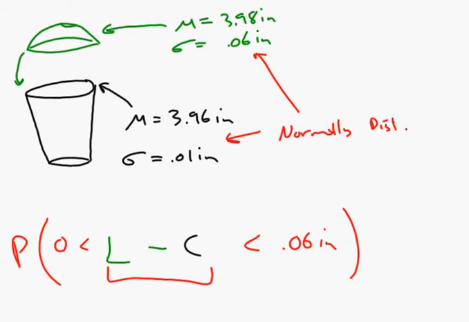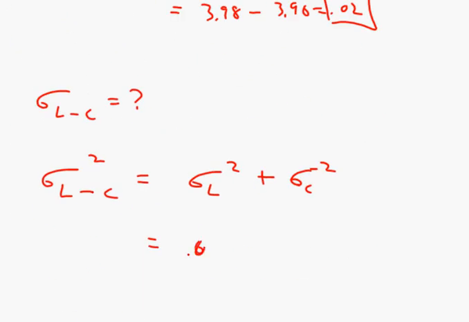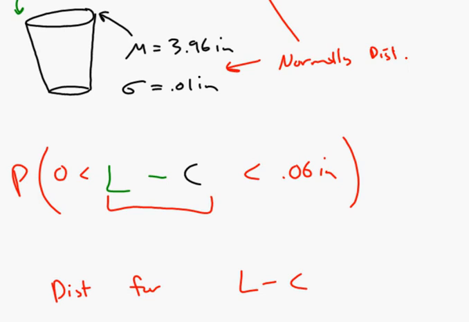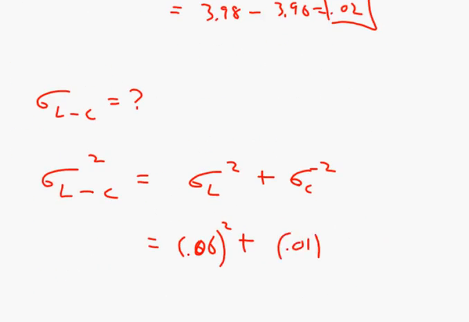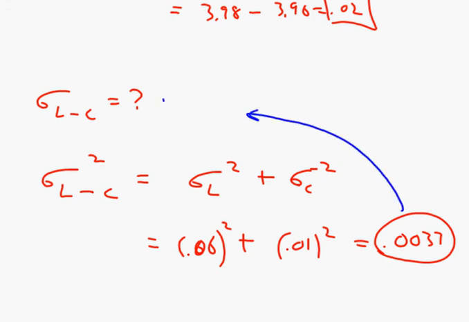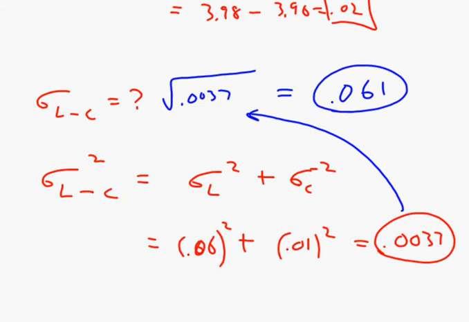Well, we know that the standard deviation for the lids is 0.06 inches, so the variance for lids is 0.06 inches squared plus, for the cups, the standard deviation was 0.01, but the variance would be 0.01 squared. So we do that calculation, we get 0.0037. Now be careful, that is not the standard deviation. That is the variance of lids minus cups. To get the standard deviation, we're going to take the square root of that. So we need the square root of 0.0037, and that is 0.0661, I guess. We'll round it like that. Okay. So now we're ready.